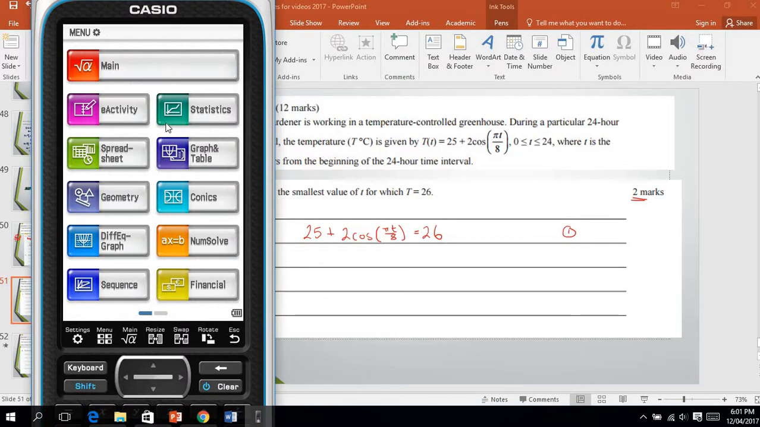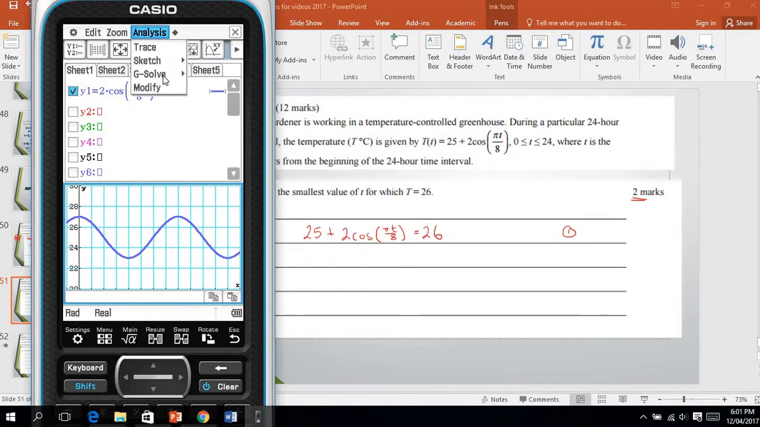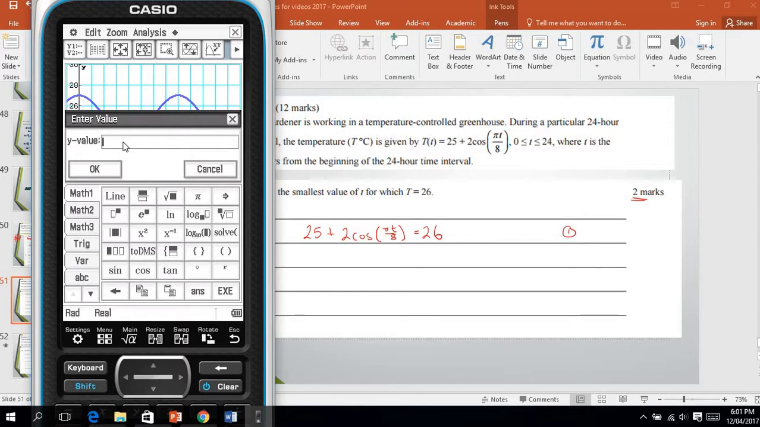Had I tried to solve this in the graph menu, we could have. We could say analysis, G-Solve. I want to calculate an x value when the y value is equal to 26.